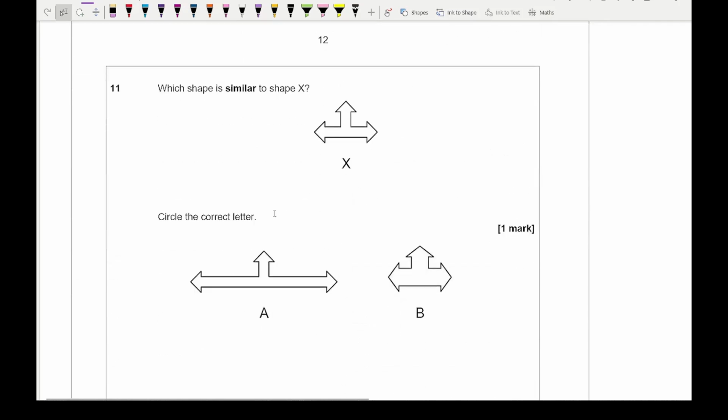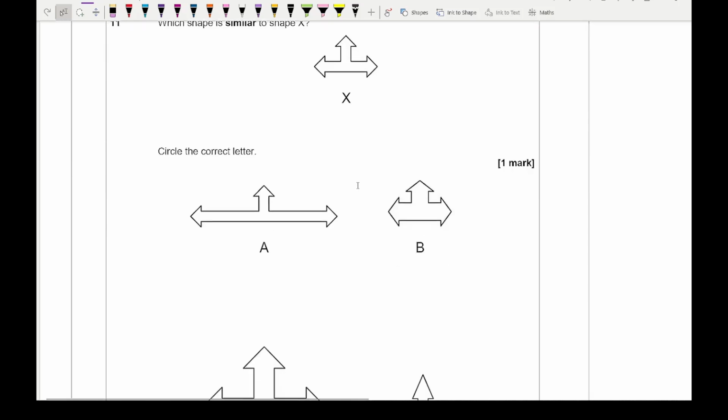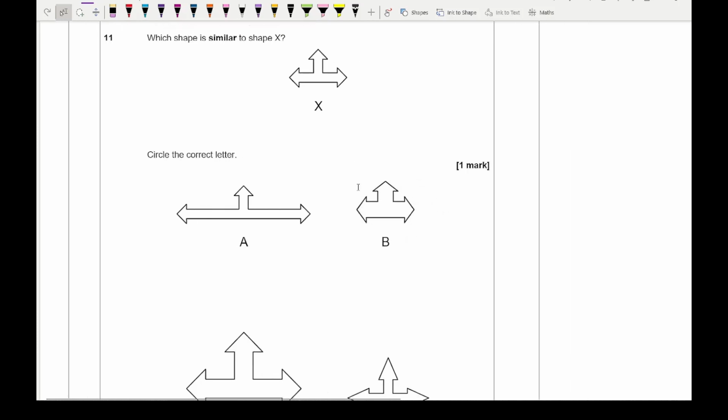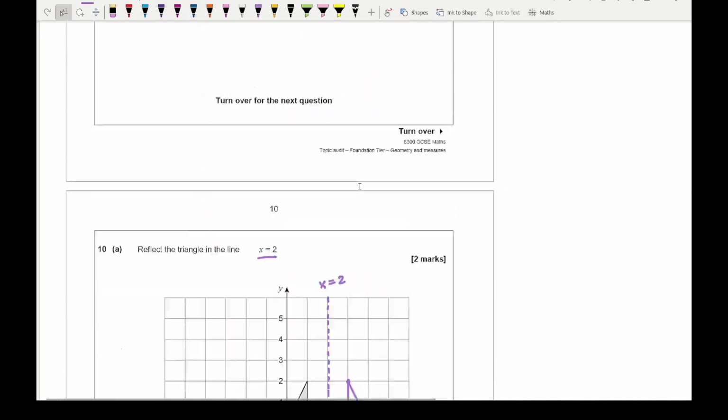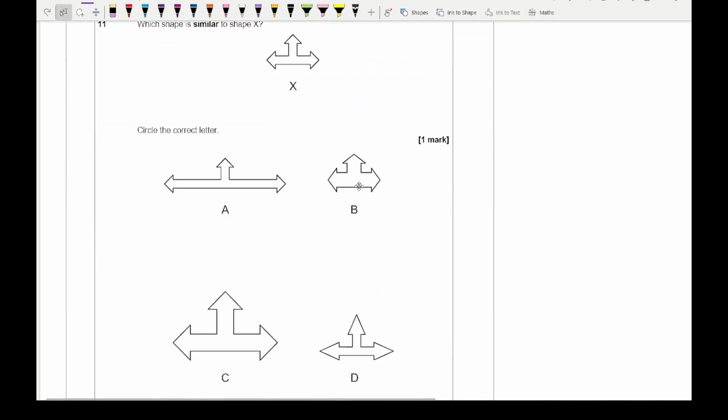So then moving on to question 11, it says which shape is similar to x? So here we're just looking for an enlargement, either bigger or smaller, that resembles x. So if I just zoom out so we can see all 4 options, of course it's going to reset, so let me just scroll back. There we go. So we're looking for which of these shapes is similar to x, and the correct answer you should mark is going to be C.